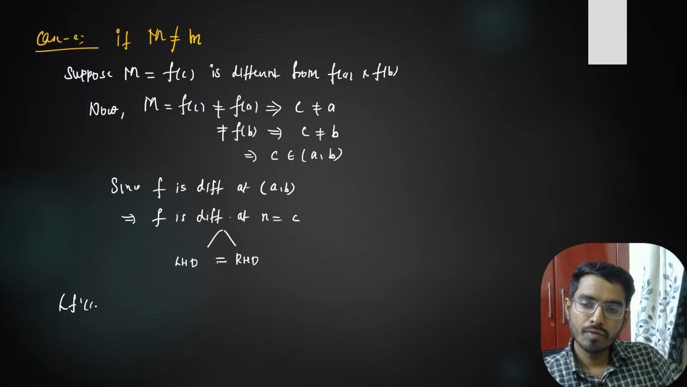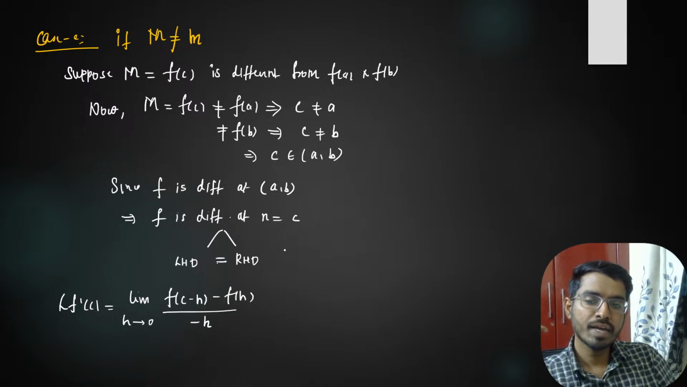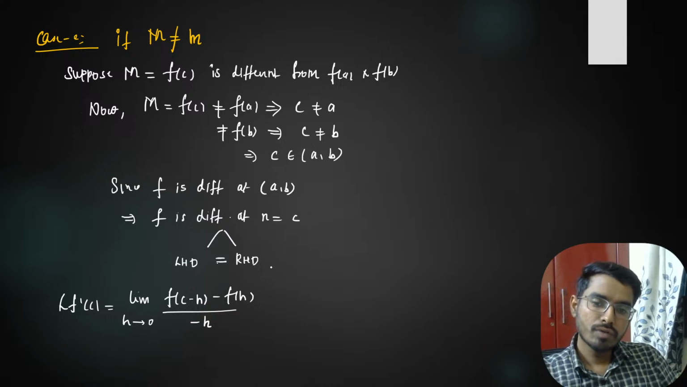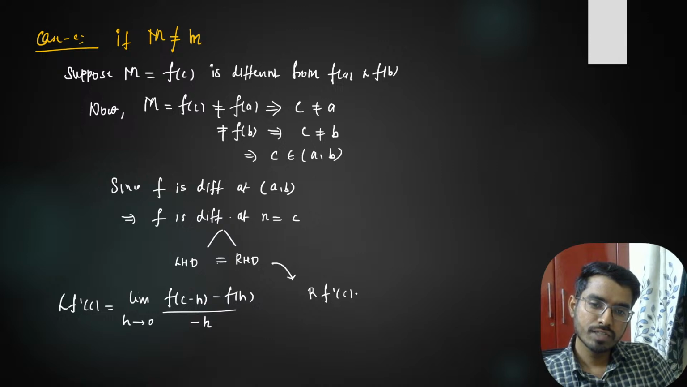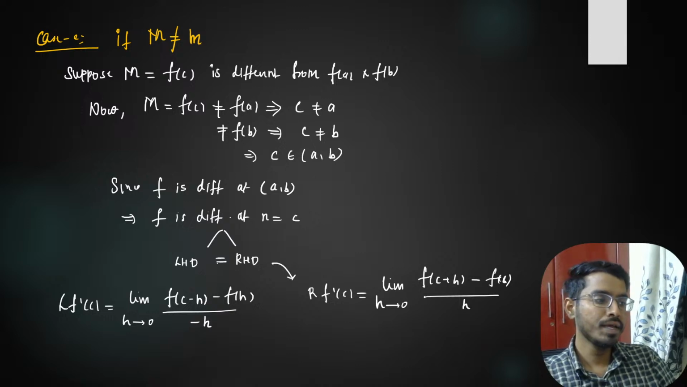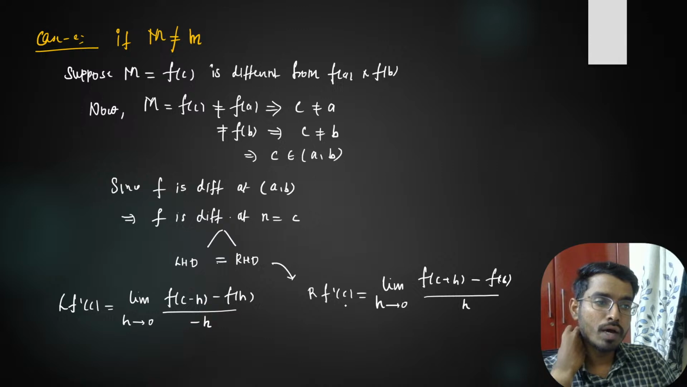Now, what is your left hand derivative at C? What is the left hand derivative formula? L of f dash of c is limit h tending to 0 of f of c minus h minus f of c, divided by minus h, right? And what is your right hand derivative formula? R of f dash of c is limit h tending to 0 of f of c plus h minus f of c, whole divided by h. Now, we know these two are equal because it is differentiable at c. That means your L of f dash of c is equal to R of f dash of c. Okay.